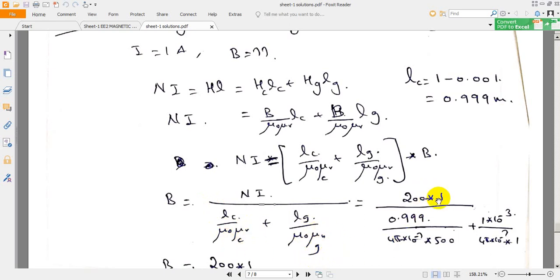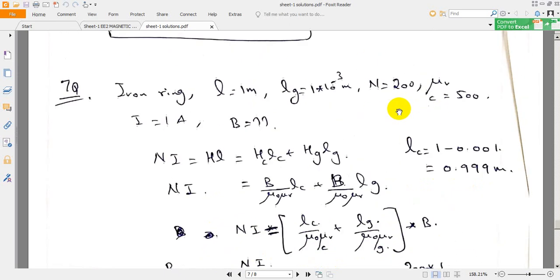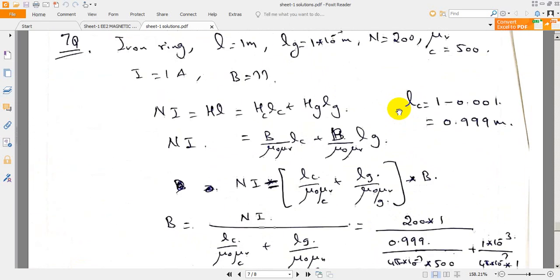Substitute the values: N is 200, current flowing is 1, and the length of the core is 0.999. How did we get this length of the core? Lc is equal to, if we draw a diagram, we are making a saw cut. Because of the saw cut, we have a reduction in the length of the core. That reduction is 1 mm. If you subtract that from the total length of the core, you will get the length of the core.